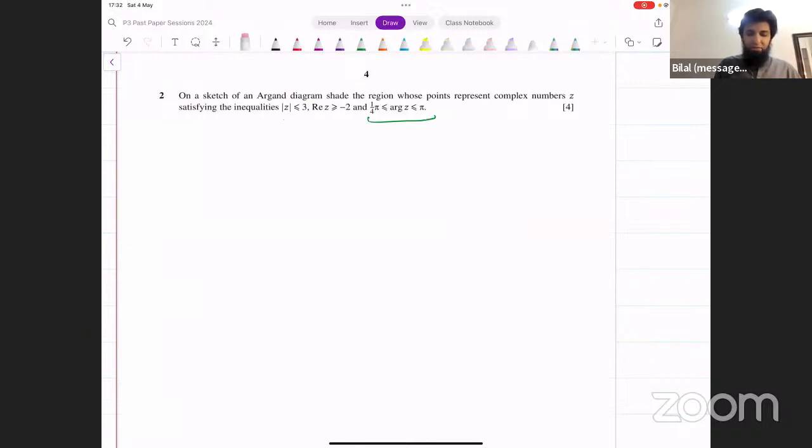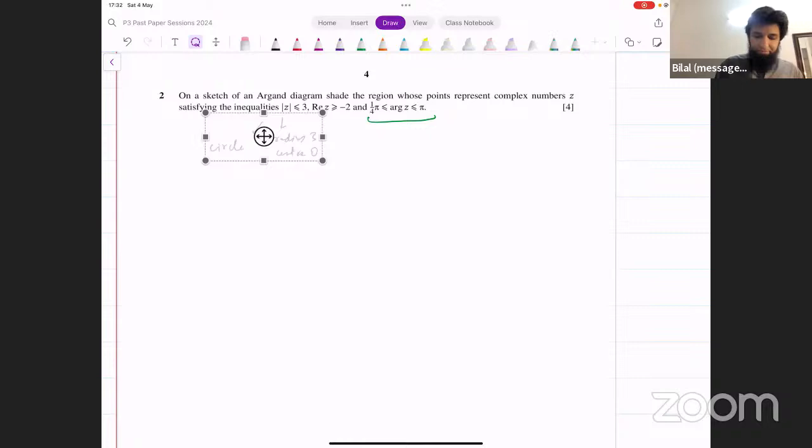Modulus of z being less than or equal to 3, this is going to be a circle. I'll just tell you, it's going to be a circle. Radius 3. This will be the radius. Center will be at the origin. Okay. And all the points inside the circle are going to be valid according to the first inequality.